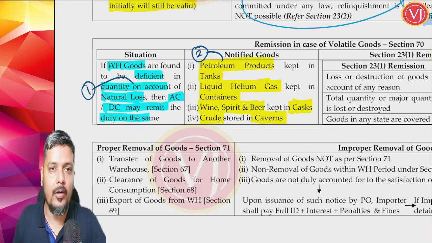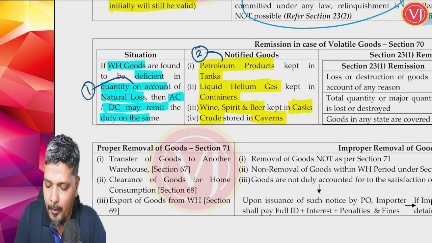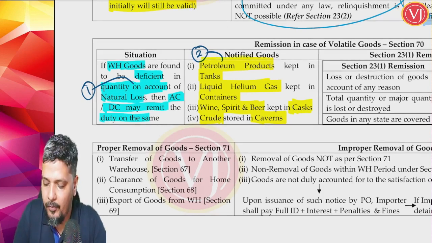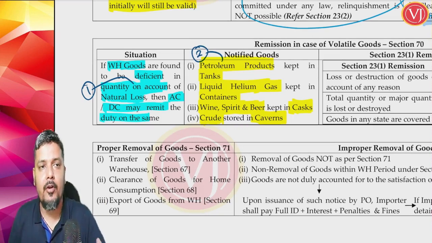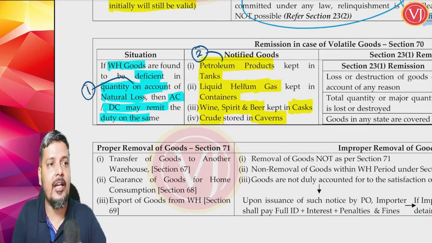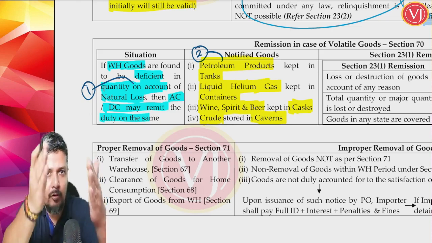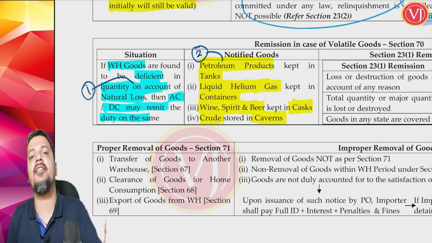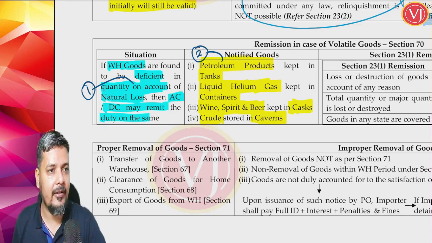What are the 2 points, 2 conditions? First, it is natural evaporation loss, not of any item. Second, 4 notified items kept properly in proper containers: petroleum products in tanks, liquid helium gas in containers, wine, spirit, beer in cask, crude in caverns. These notified goods properly kept in containers, if there is some evaporation loss, we will not collect import duty.